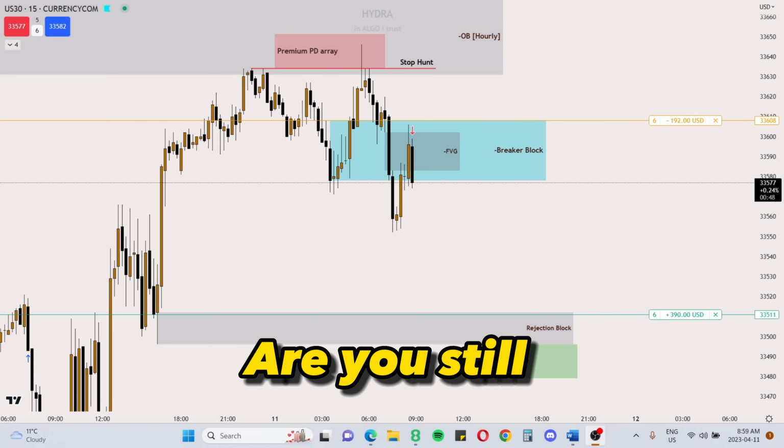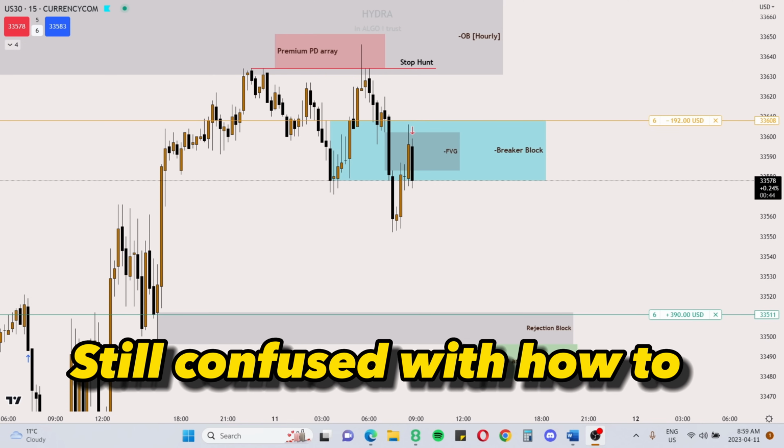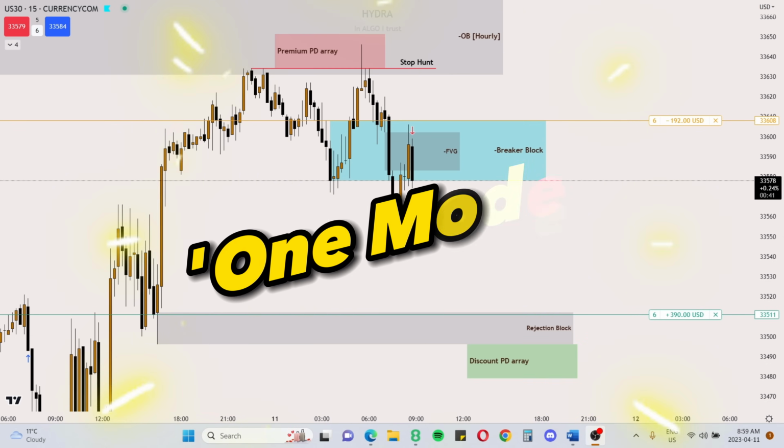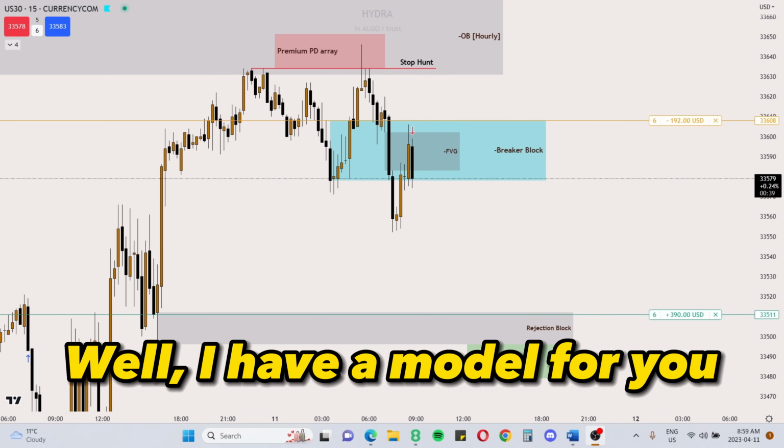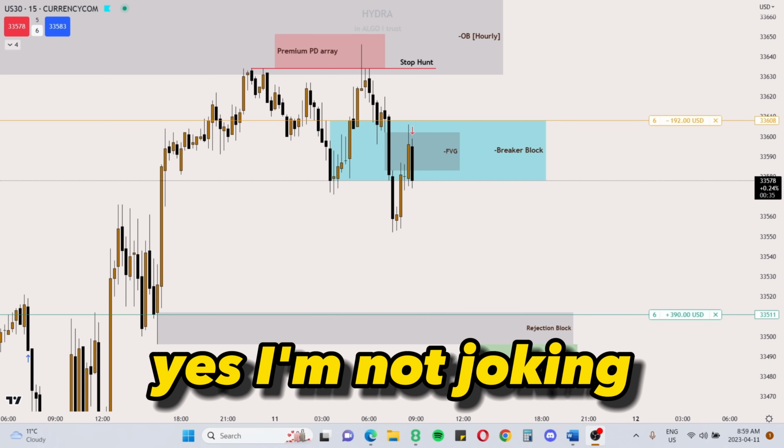Hey there, are you still struggling to find a trading model? Still confused with how to time the market with one model? Well, I have a model for you that comes with built-in patience. Yes, I'm not joking.